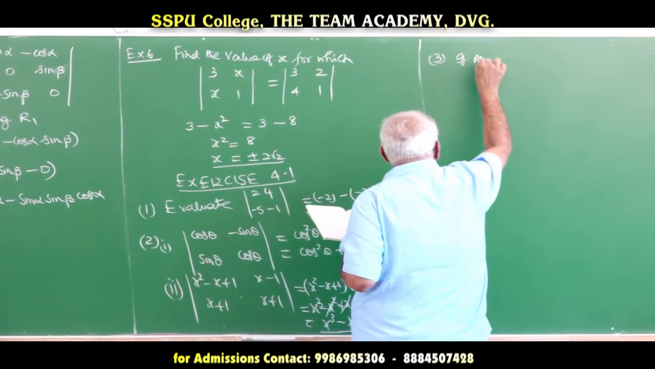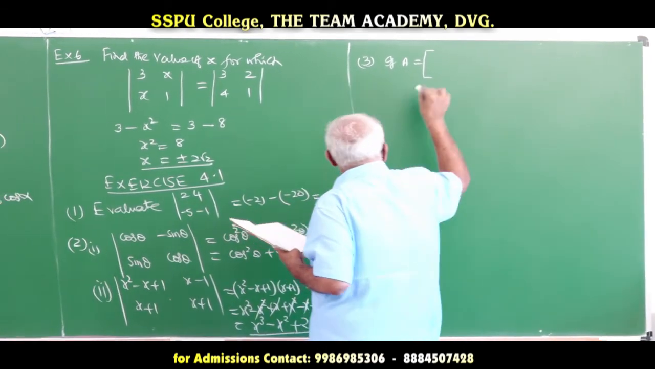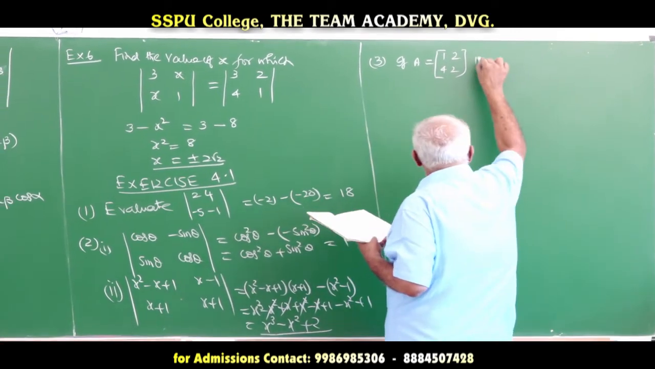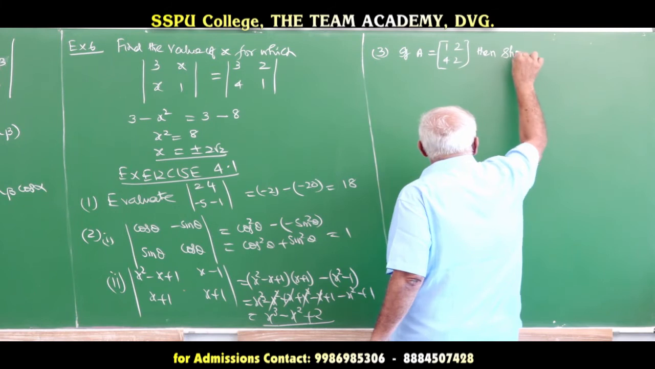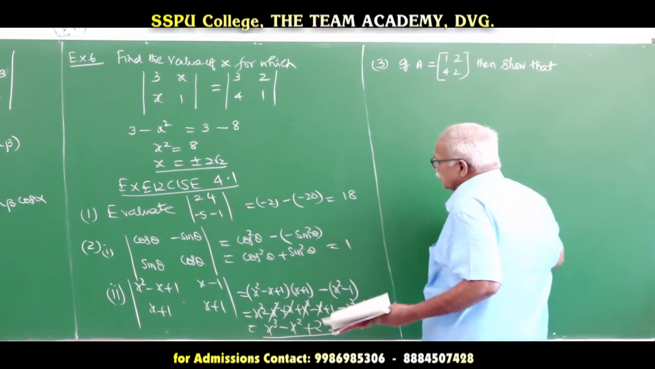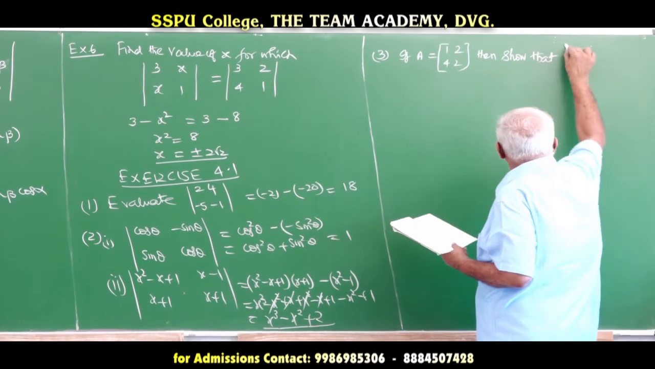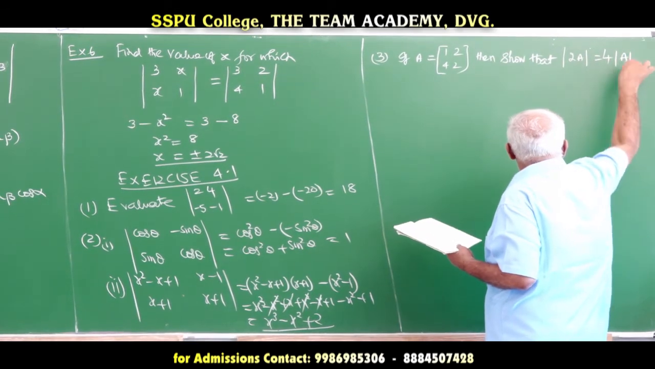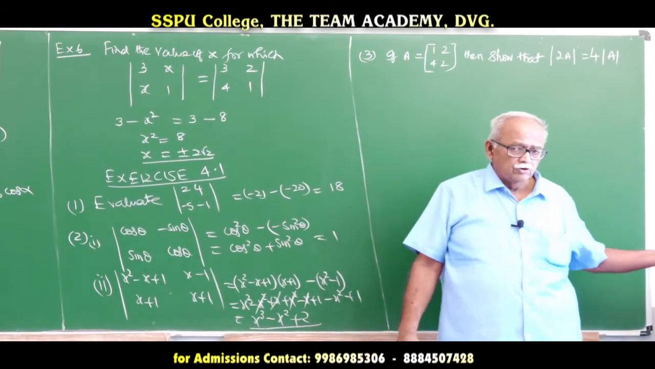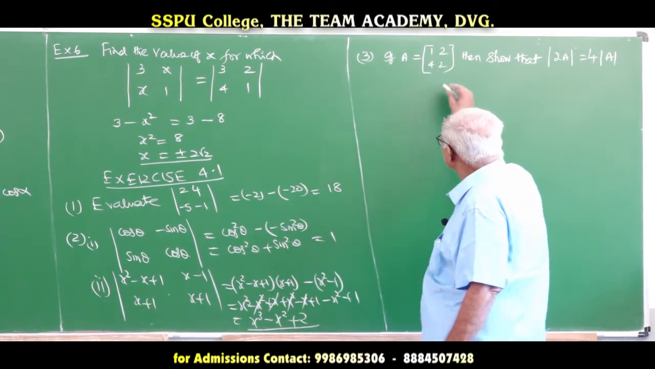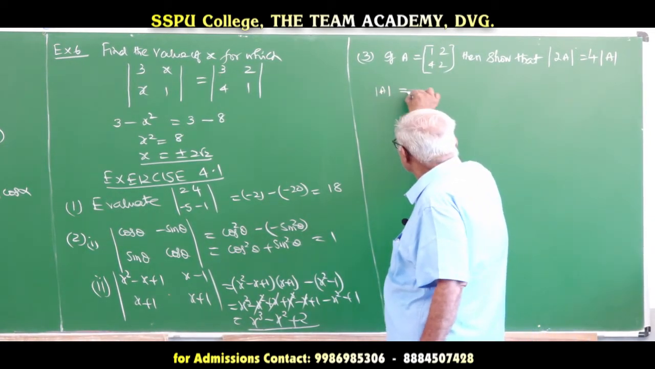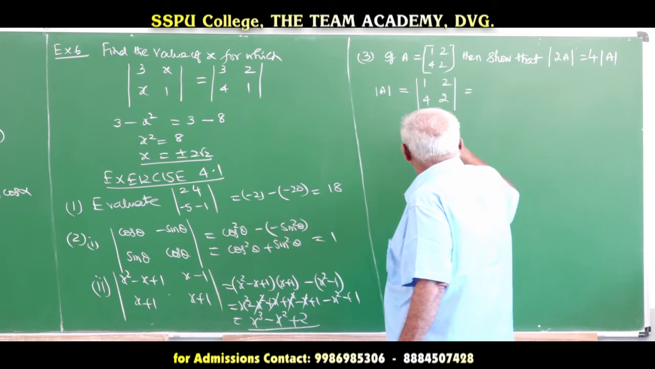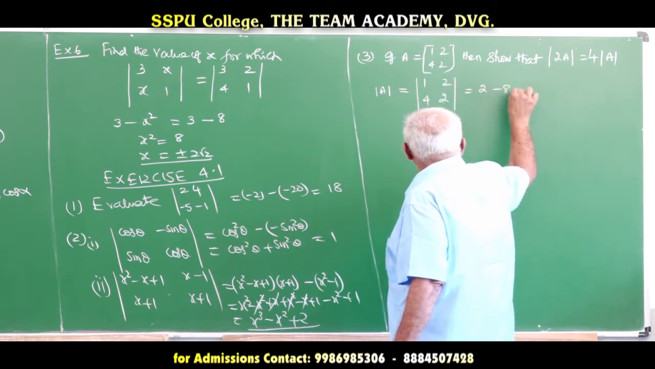If matrix A is equal to 1, 2, 4, 2, then show that determinant of 2A is equal to 4 into determinant of A. So, one problem already we have done in this. First, you have to find determinant of A. Determinant of A is 1, 2, 4, 2. This is 1 into 2 minus 8, minus 6.